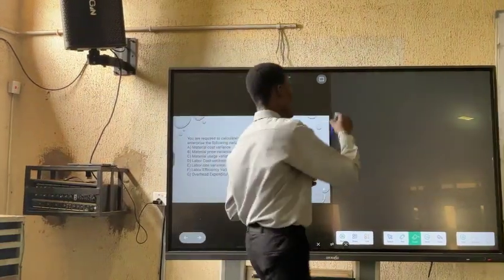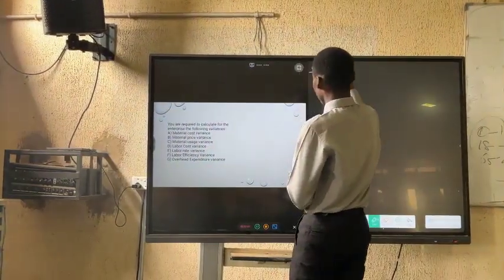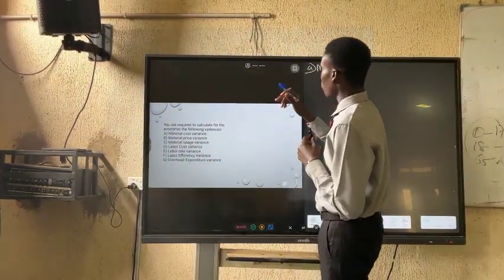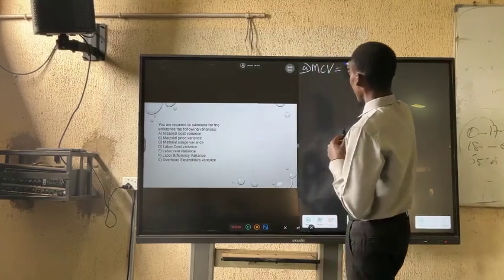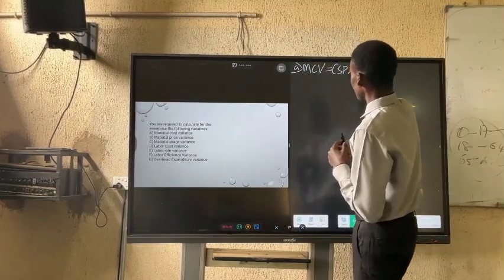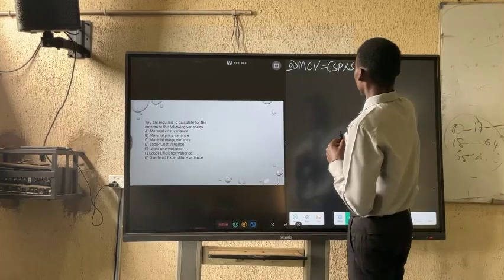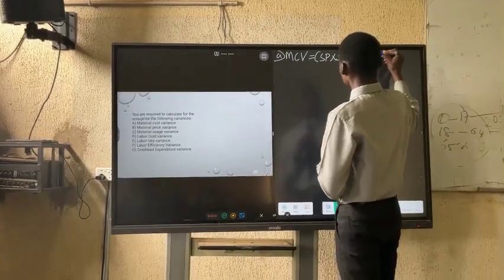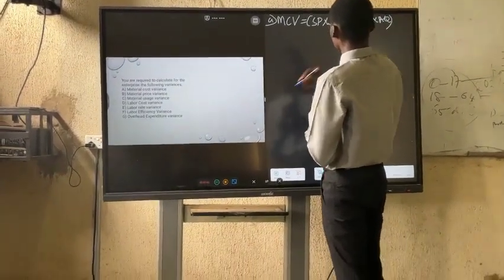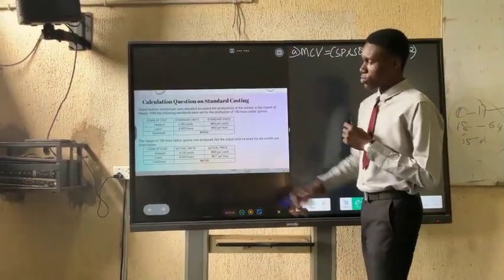So now, for the first one, the material cost variance. The formula for material cost variance is what? Our standard price times our standard quantity minus our actual price times our actual quantity. So now let's get the items from this question.